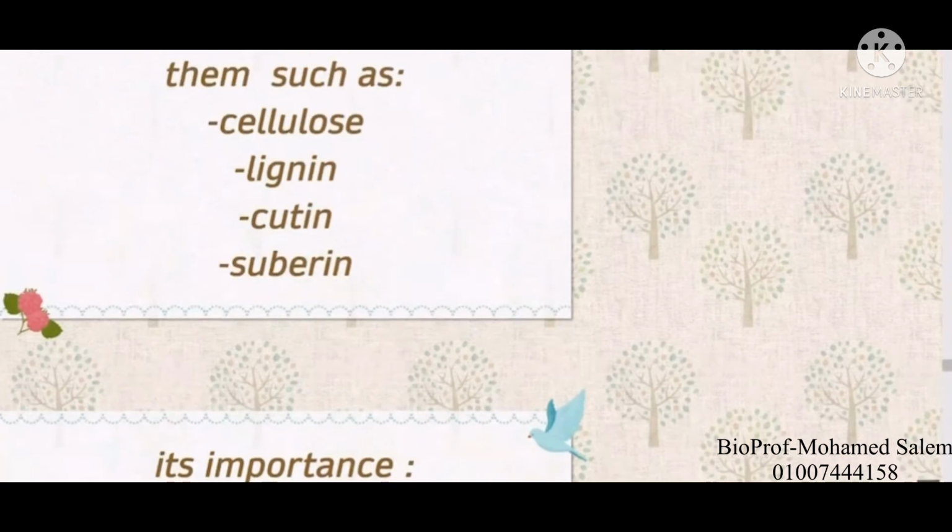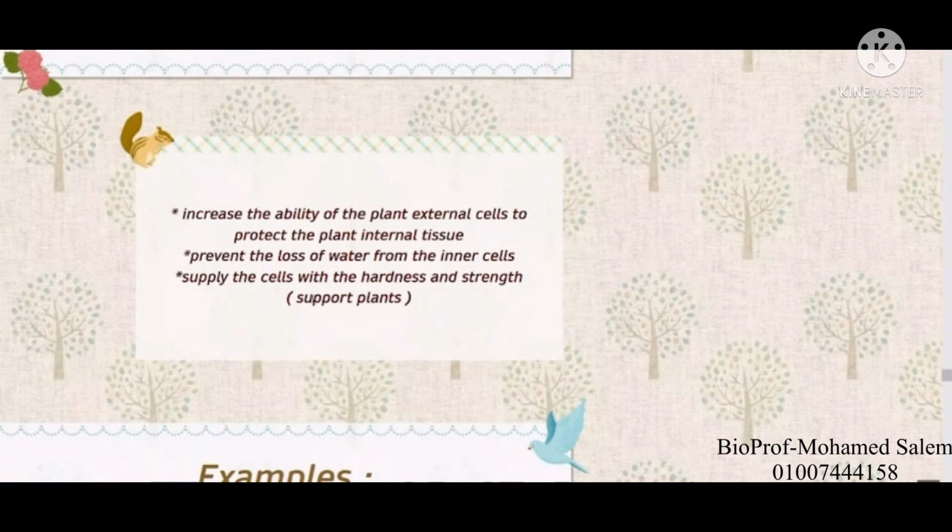As we said, it increases the ability of the plant to protect the internal tissue from pathogens outside the plant that can penetrate it. So the plant makes protection for itself by putting on its cell wall or on its epidermis some substances to be rigid or to protect the plant and to protect the internal tissue.